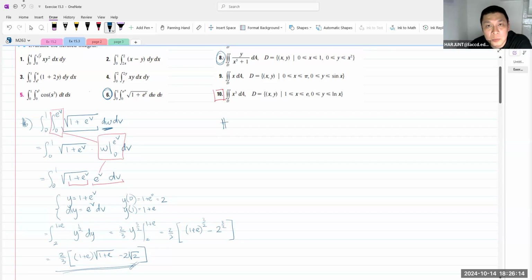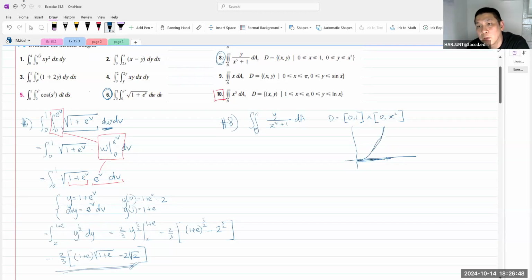Number 8, we have the double integral over domain D of y over x to the 5th plus 1 dA, where D is x from 0 to 1, y from 0 to x squared. So y depends on x, huh? Let's sketch the graph. The x is from 0 to 1, and then y is from 0 to x squared. So the domain of integration is actually like this.